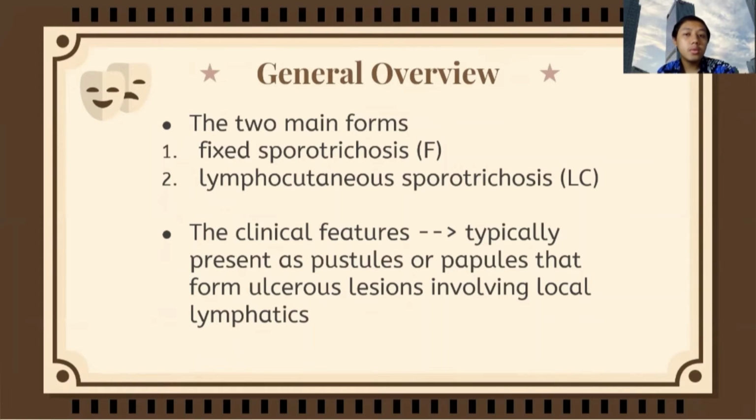And there are 2 forms of this disease. The first one is fixed sporotrichosis, or F, and the second one is lymphocutaneous sporotrichosis, or LC. Outdoor activities such as gardening, farming, and animal husbandry can be ways of acquiring this infection. The clinical features typically present as pustules or papules that form ulcerous lesions involving local lymphatics. Such infections may also involve bones, cartilage, muscles, fascia, etc.